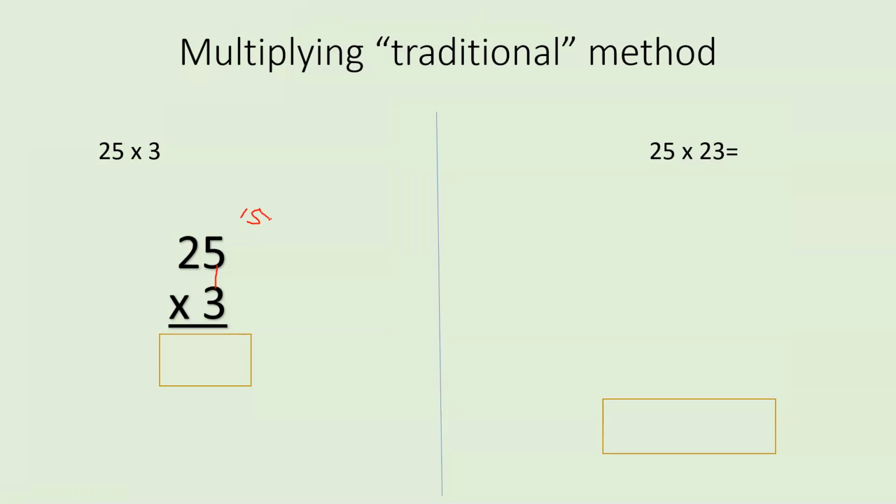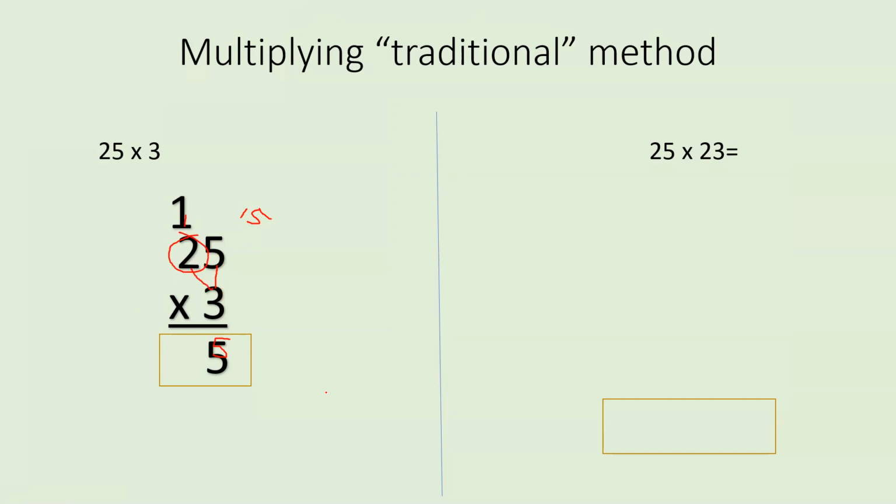So you might be like, yeah, I just don't remember what to do with the 1. Well, you always put the 1 in the tens place, okay? And then 5 times 3 is 15, so the 5 goes here. Okay? So 5 goes there, the 1 goes up here, and then now you multiply 20 by 3, right?